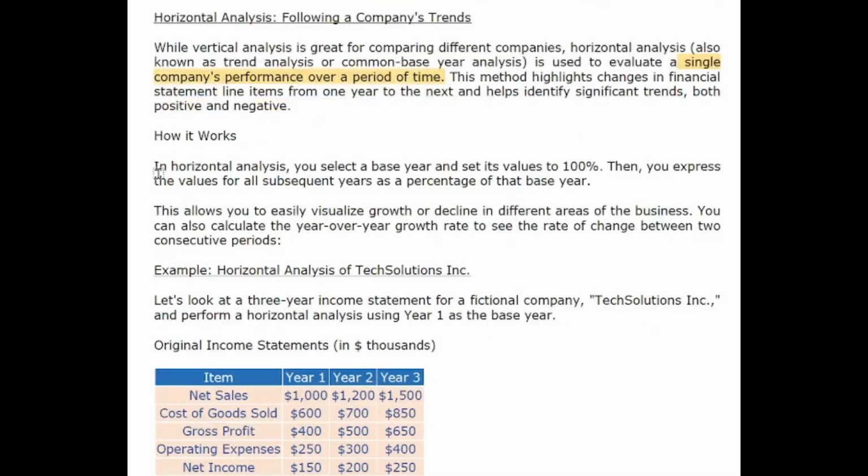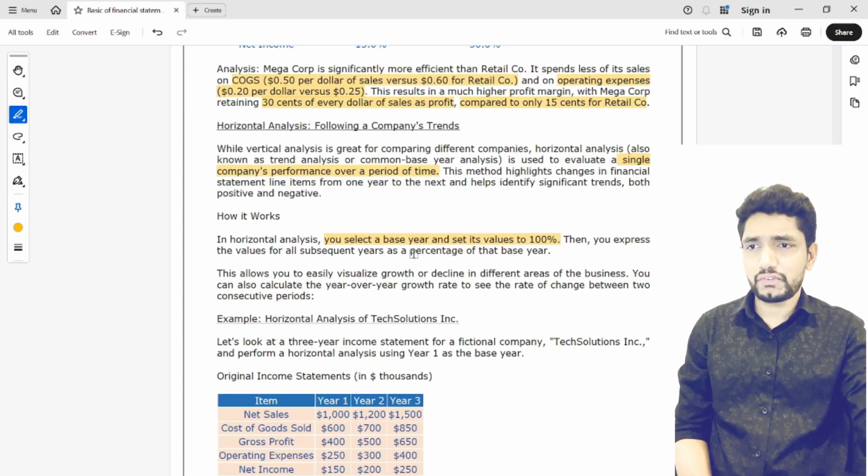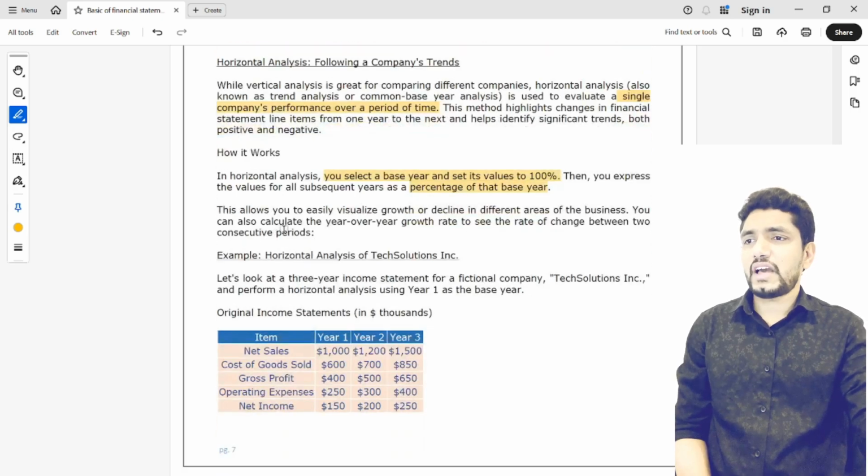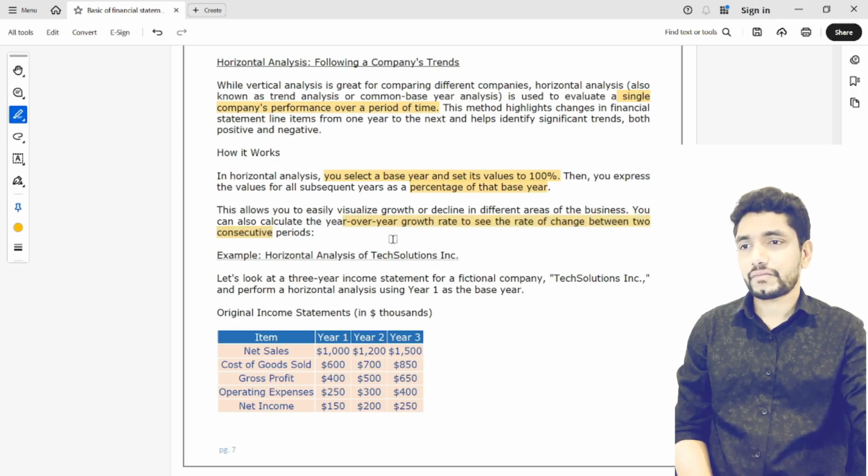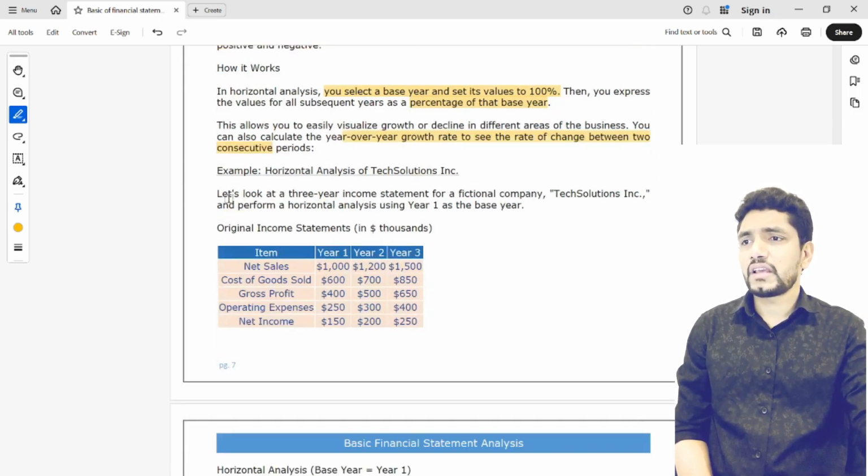In horizontal analysis, you select a base year and set its value to 100%. Then you express the value of all subsequent years as a percentage of that base year. This allows you to easily visualize growth or decline in different areas of the business. You can also calculate the year over year growth rate to see the rate of change between two periods. So here we can see an example of a horizontal analysis.